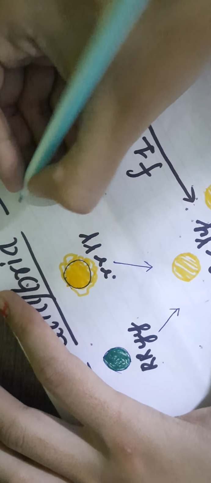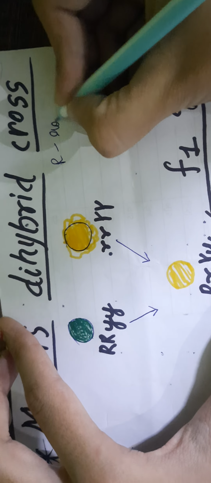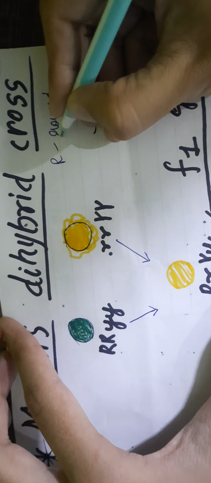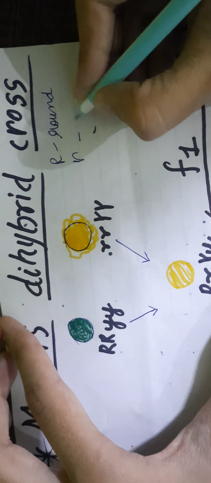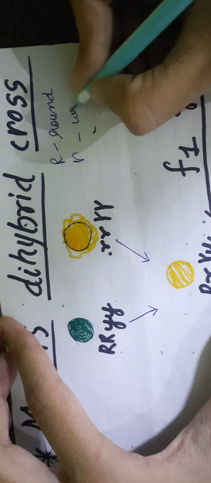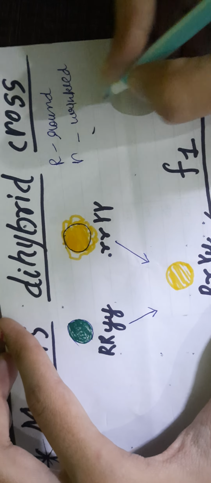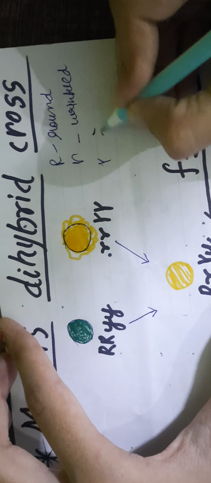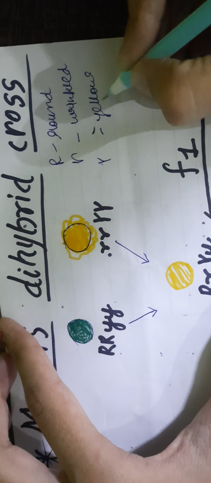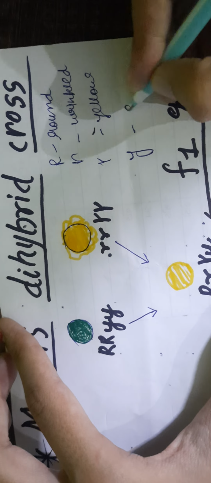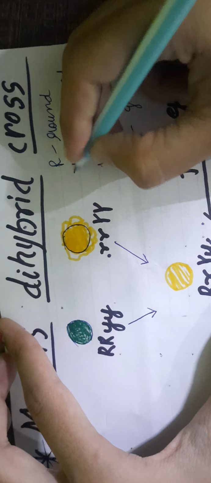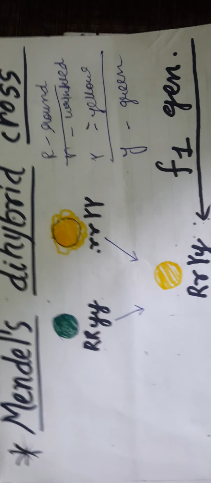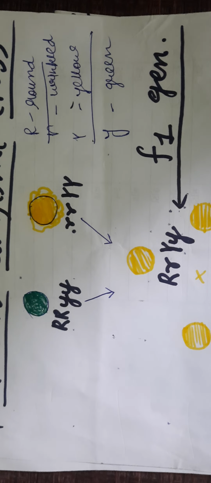Here capital R means round, when the seed shape is round. And small r means when it is wrinkled. Now this capital Y stands for yellow color of seed, which is a dominant trait, and small y represents green color. So yellow color and round seed are the 2 dominant traits. Understand, students?